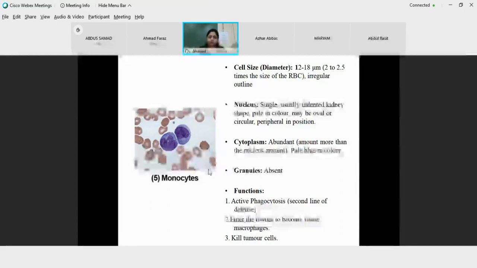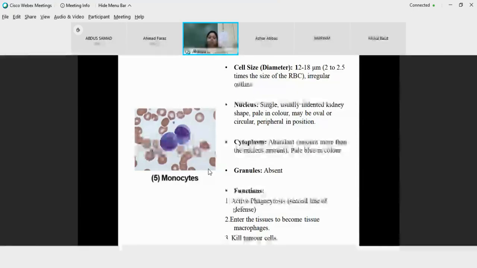It is pale in color and it is situated in the periphery of the cell, peripheral in position, not in the center. The cytoplasm is abundant. The amount is more than the amount of the nucleus, and it has a ground glass and hazy appearance. Granules are absent as it is an agranulocyte.